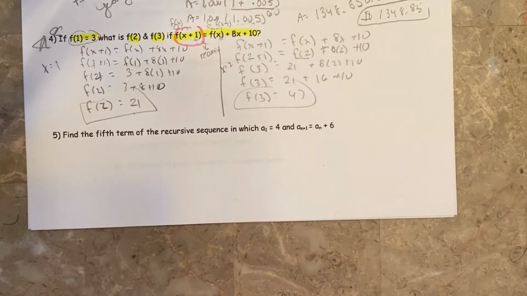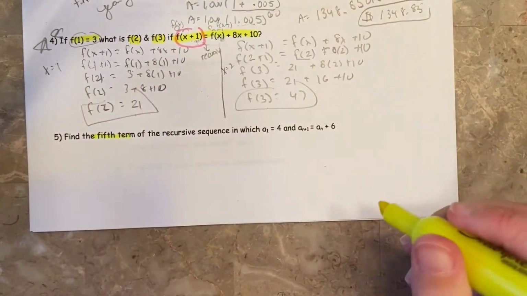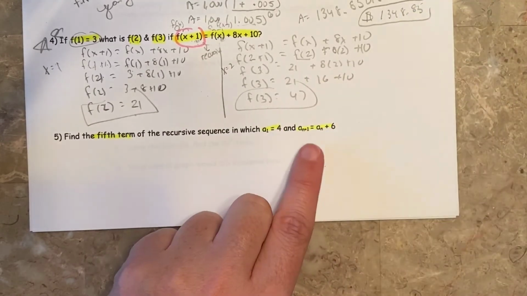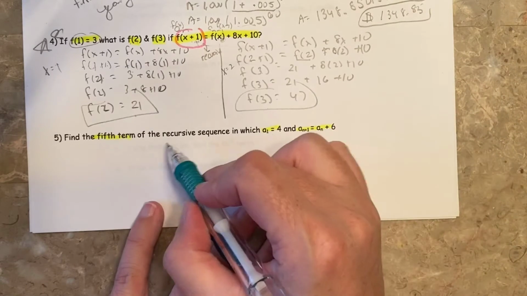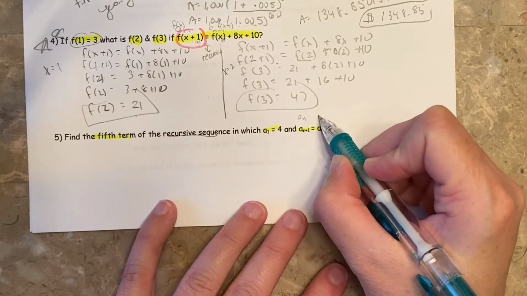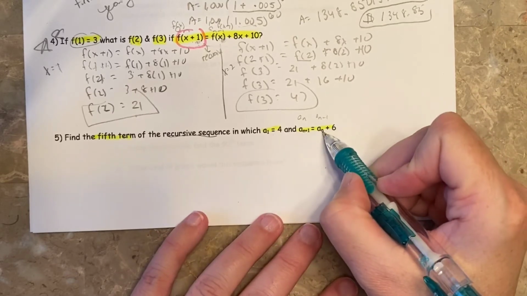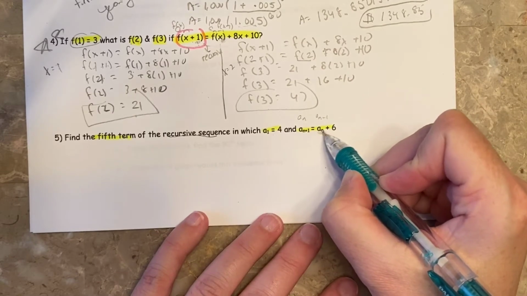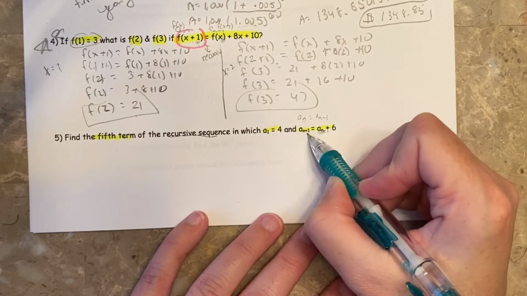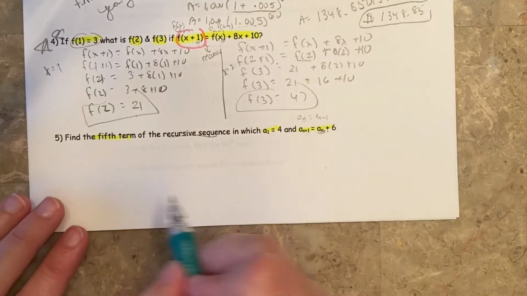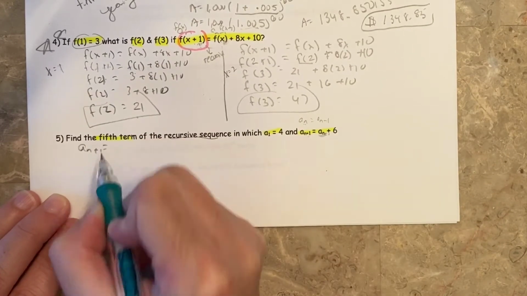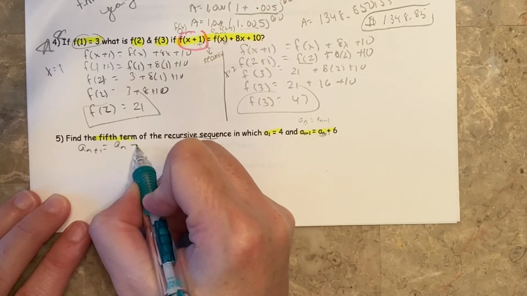All right, next one. Find the fifth term of the recursive sequence in which a sub 1 equals 4 and a sub n. Here's another one, and it says recursive right there. So this is essentially like you looking at a of n and a of n minus 1. This is always going to be one less to the right, just like your normal one. So if I add 1 onto here, it's going to be like that. Just to show you. But this one should go a sub n plus 1 equals a sub n plus 6.